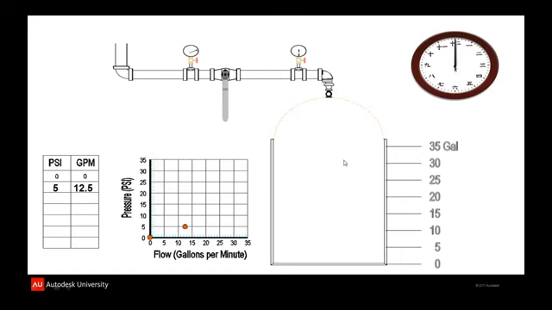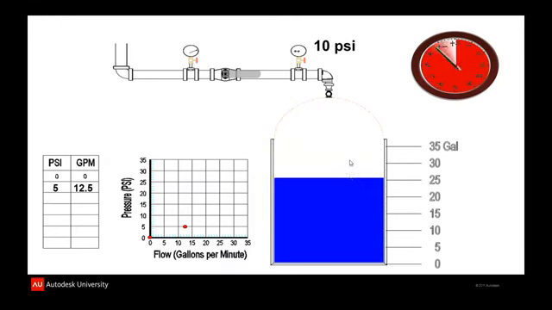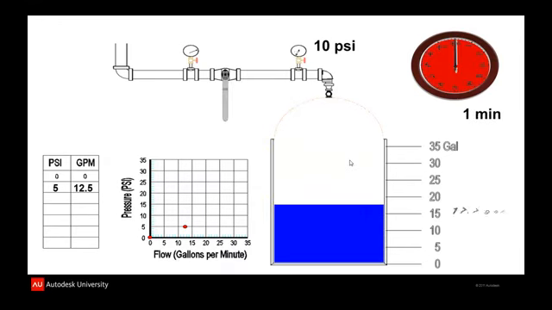Time to run our second test. And when we do that, we're going to open the valve to get 10 psi. We'll run that for a minute. Water will collect in our garbage can, and we'll get 17.7 gallons, or 17.7 gallons a minute. We'll put that on our chart, and we'll graph that on our graph paper.